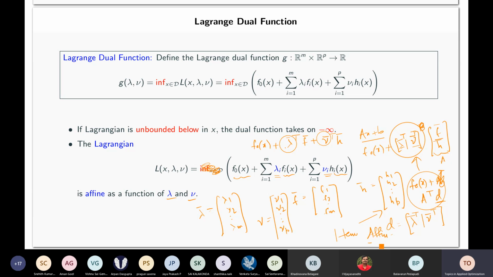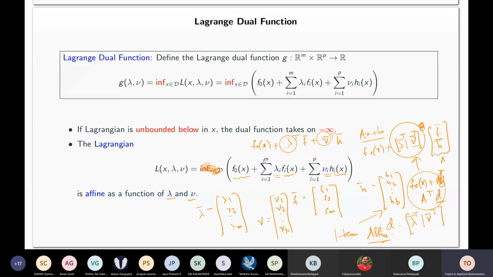Okay, so this is just the proof of the fact that this is affine in variables lambda and nu. Okay, so this is affine in lambda and nu. So what can you say about these functions, right? So at least it's convex, right? Well, it's convex and concave both, because affine functions are both.